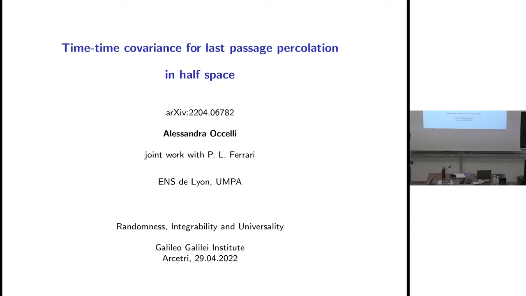So the seminar of today is about certain models of last passage percolation in half space geometry and results about their two-time covariance. This is joint work with Patrick Ferrari from the University of Bonn, and it is a continuation of part of my PhD program.